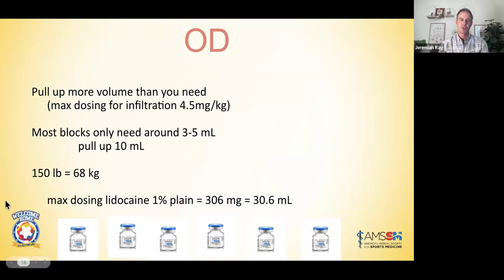If you look at the max dosing for infiltration of lidocaine 1% plain, that ends up being 4.5 mg per kg. So the max dosing for a 150-pound person in my clinic would be a little over 6 vials, 1, 2, 3, 4, 5, 6 of 5 milliliters of lidocaine 1% plain. I've just never come to a circumstance where I've even been close to that. So don't worry about putting in extra lidocaine.